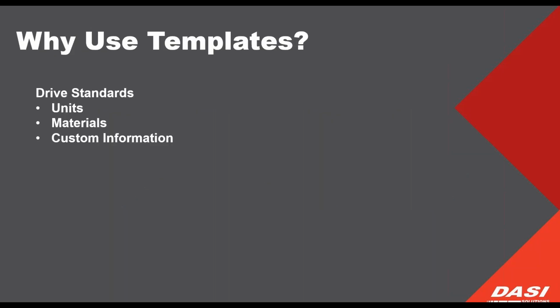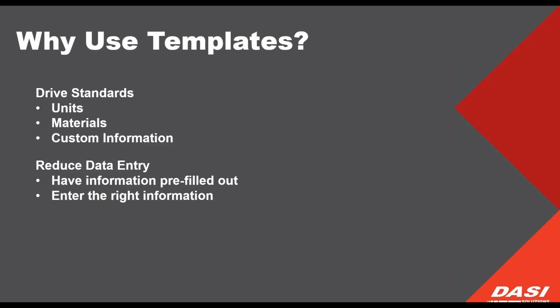So why do we use templates? One reason is to drive standards. Every organization has their way of doing things. You may use different units. You may design all in metric or all in inch, or maybe a combination of the two, fractions versus decimals. Materials, maybe you use the same materials all the time, or maybe you have a short list of standard materials. And then custom information that may apply to how you manufacture your parts or what your customers need to see.